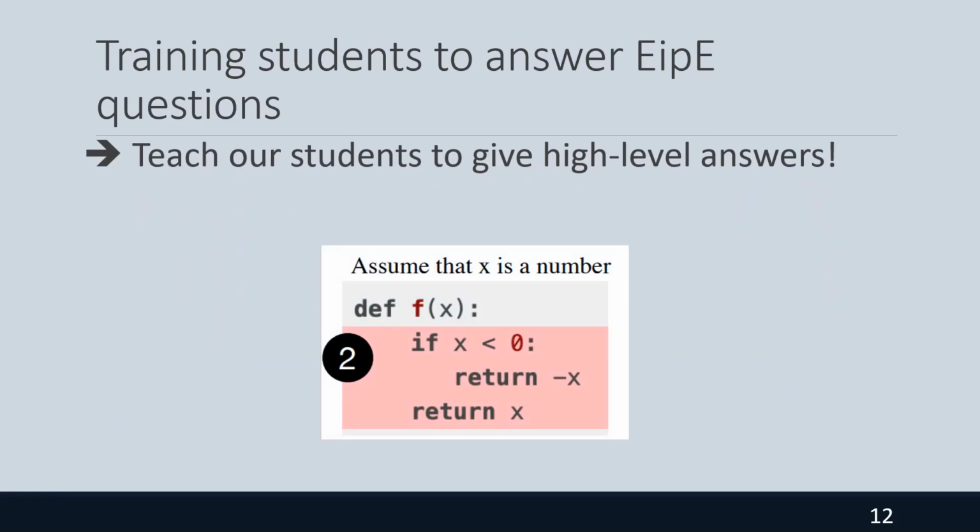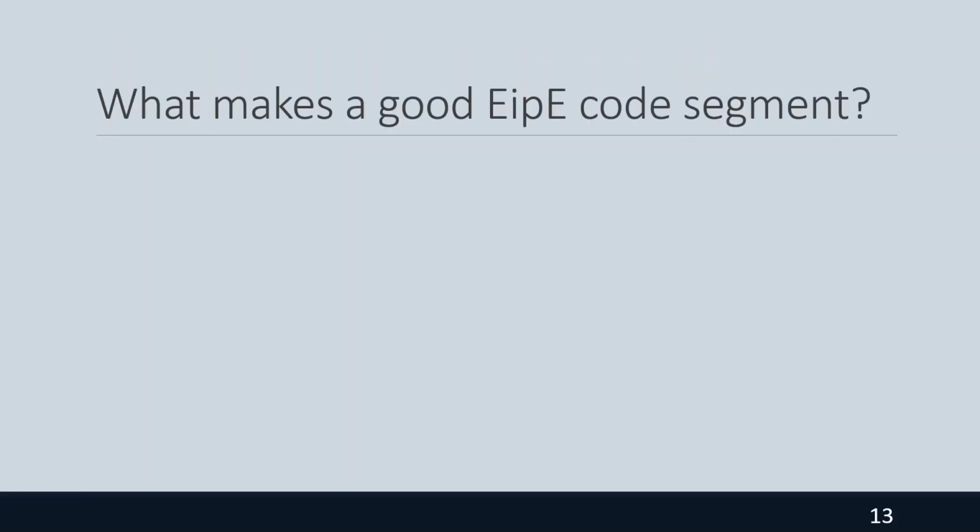"Return the absolute value of x" was a perfect high-level description that we should train our students to give, and we should discourage answers like "take x, if x is less than 0, return negative x, otherwise return x." We'll next discuss what makes a good EIPE code segment.